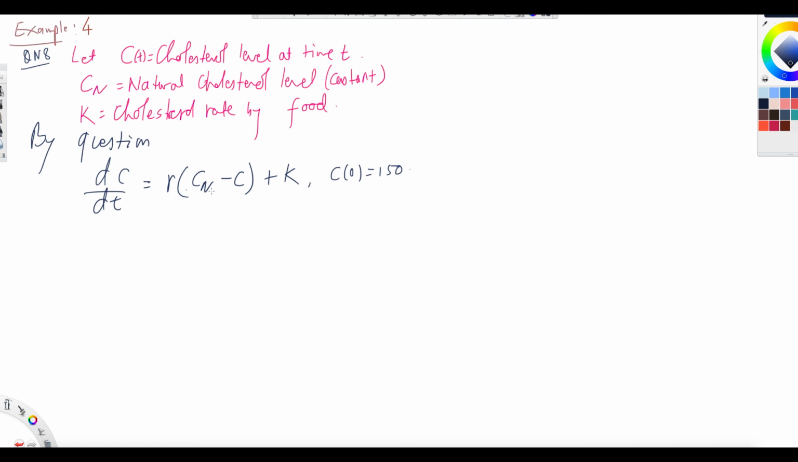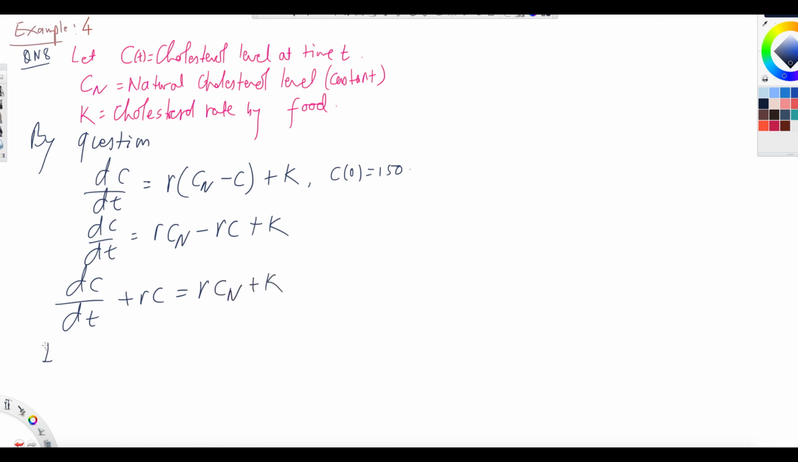All right, so we want to solve this differential equation. This is the cholesterol level C at any time T. Now to solve this, C sub n is constant, K is also constant. What we want to do is distribute the R: dC over dt equals RC_n minus RC plus K, right? And I want to move this RC to the left side to make it linear. dC over dt plus RC equals RC_n plus K. That's what you get.